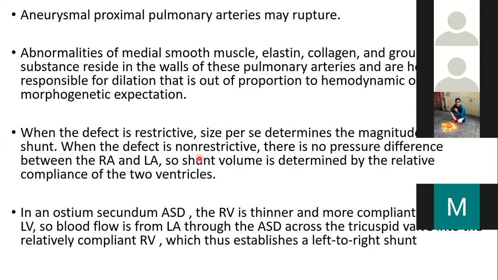So the pressure difference decides the shunting. The shunt volume is determined by the relative compliance of the ventricles. So the ventricle which is more compliant will accept the blood. So blood flows from the non-compliant ventricle side to the compliant ventricle side. So in Ostium secundum ASD, the RV is thinner and more compliant than the LV. So the blood flows from the left atrium through the ASD to the tricuspid valve into the relatively compliant right ventricle. Thus, they establish a left to right shunt.